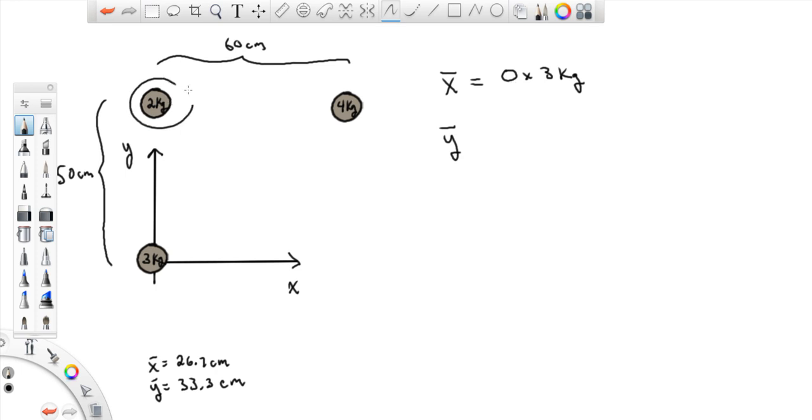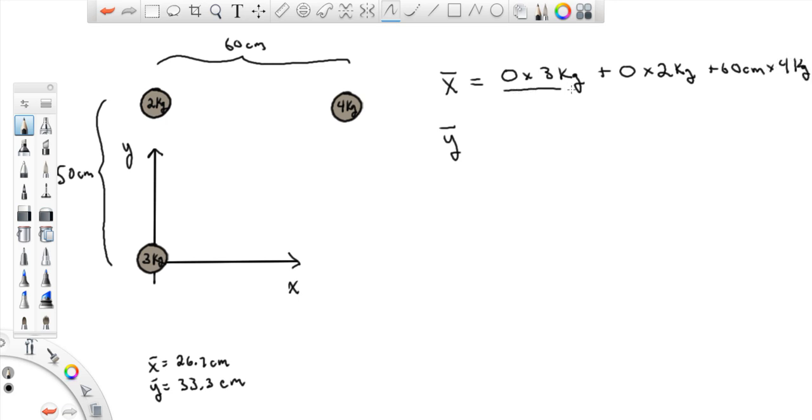Okay, the next one, let's talk about this one. The x coordinate there again is 0, and again we would multiply by the mass. That's what gives it a weight, if you will. Then we take the third one, where the x coordinate is 60 centimeters, and we multiply by the mass, 4 kilograms.